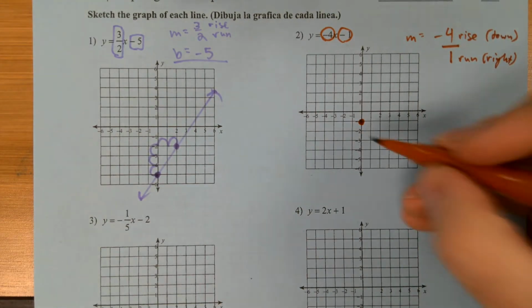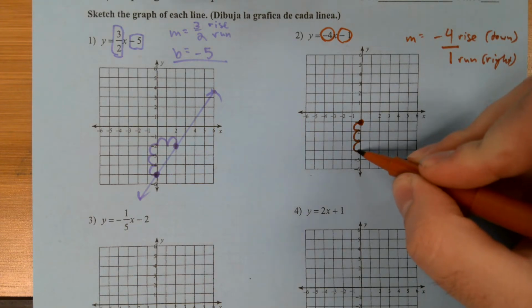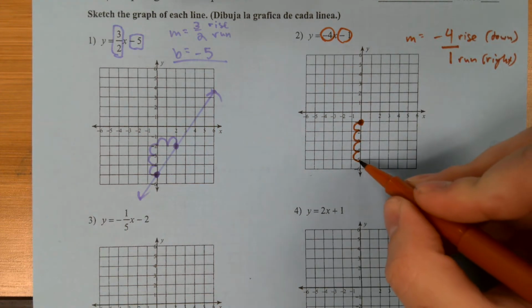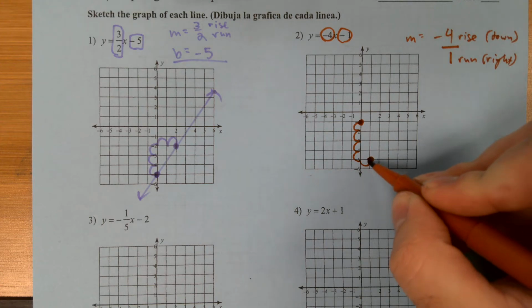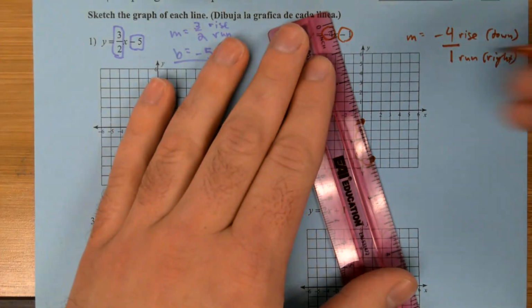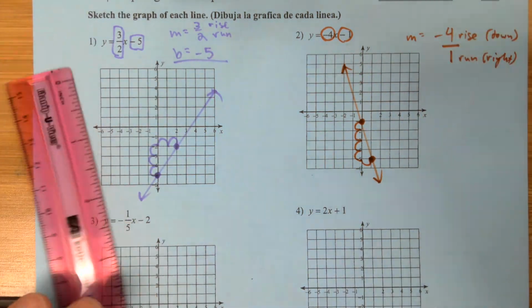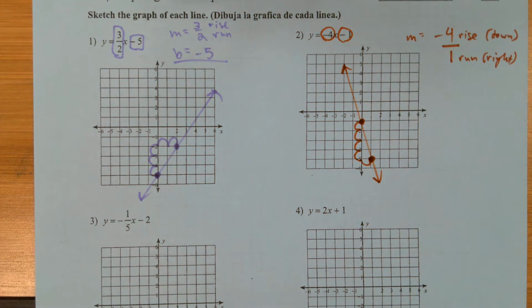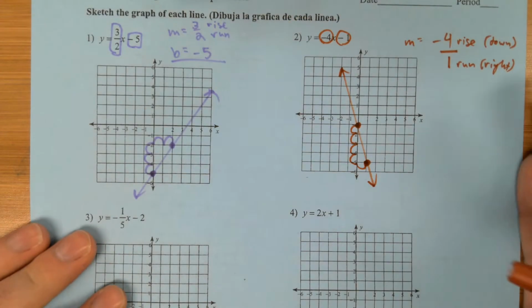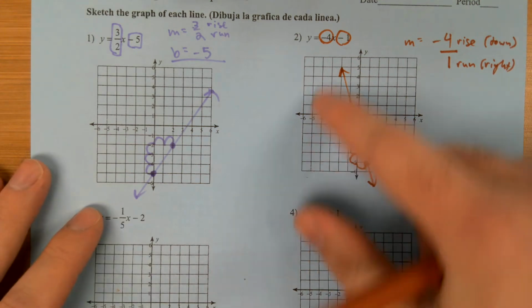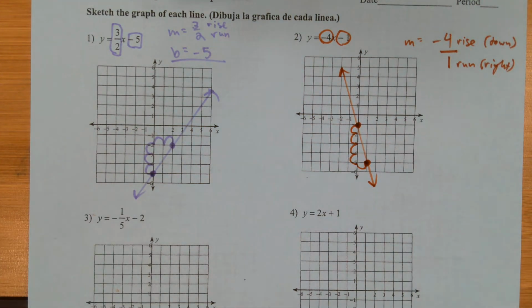Okay? So we're going to go down 4. 1, 2, 3, 4. And then we're going to go to the right 1 and make a second dot right there. We can see that from left to right, our line is sloping downhill, so we know that we've got a negatively sloped line, and we're good to go.